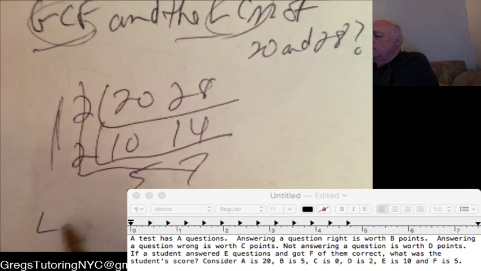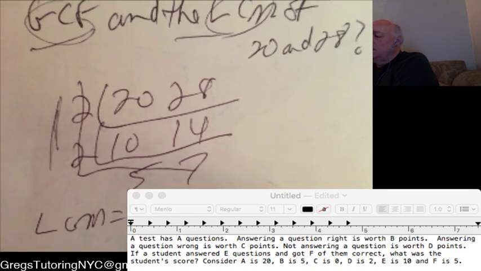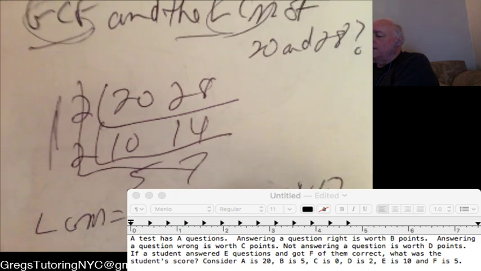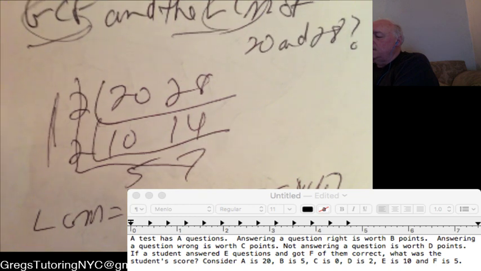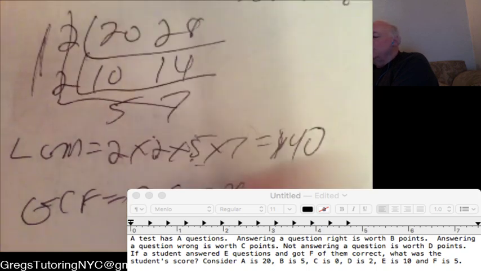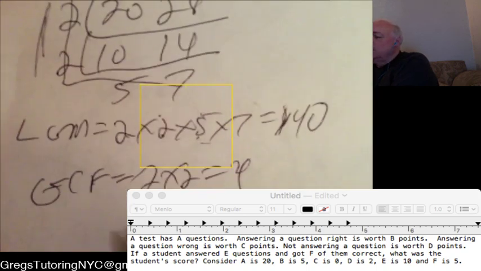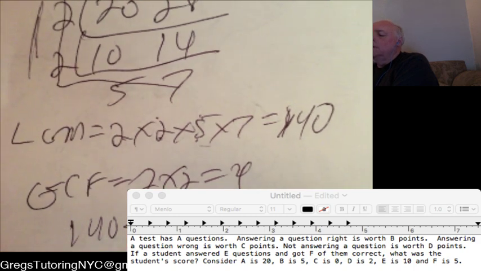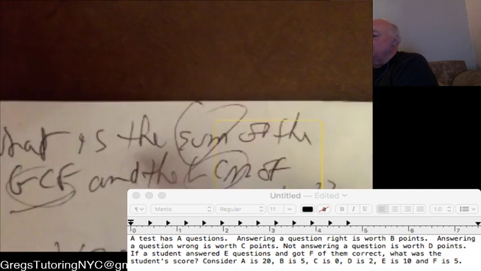So the LCM is equal to 2 times 2 times 5 times 7, which is 35, 70, 140, I believe. Let me do that backwards. 4 times 5 is 20. Yep, it's 140. And the GCF is equal to 2 times 2, and that's equal to 4. All right? So the question is, what is the sum of the two of those? So it's just 140 plus 4, and we get 144. Because some kids are going to get bent out of shape. What do they mean the sum of the GCF?